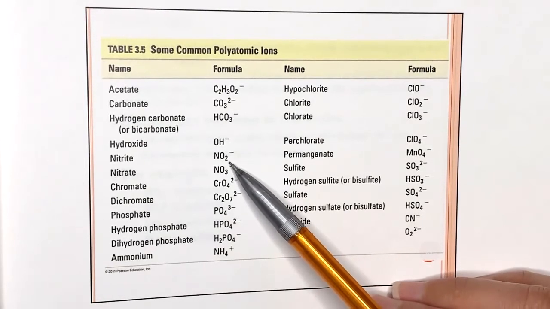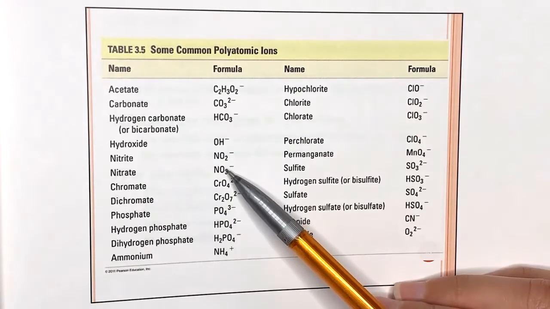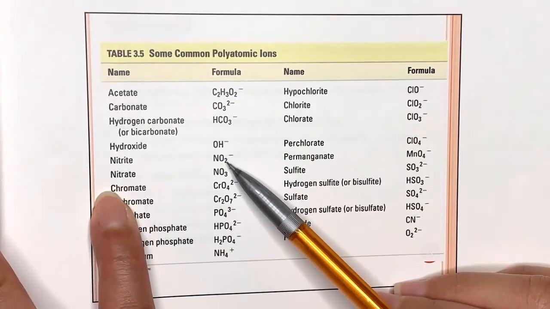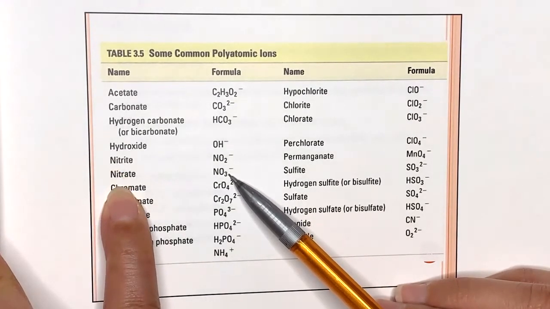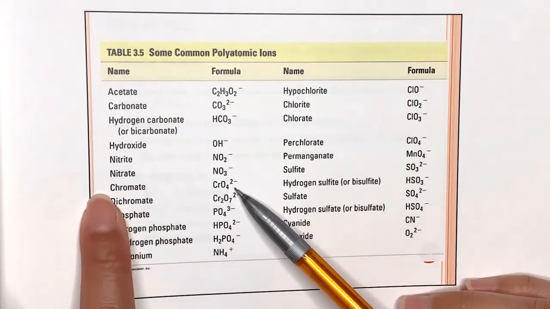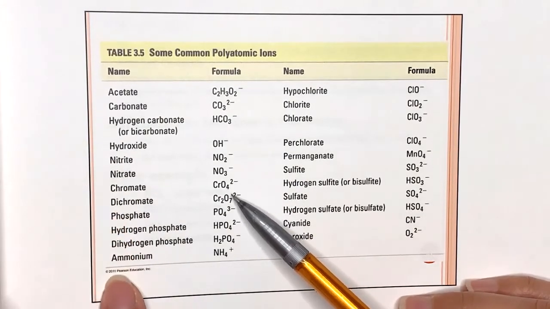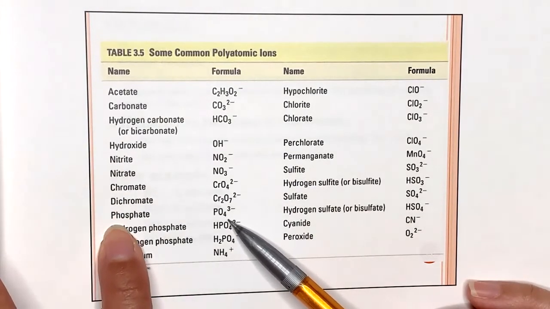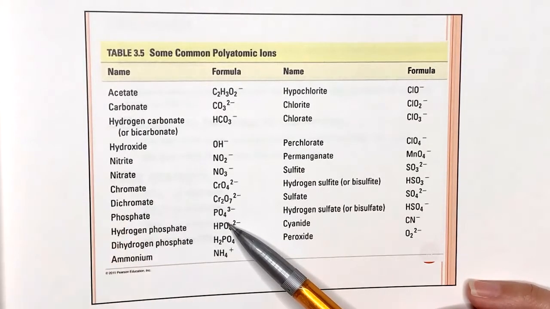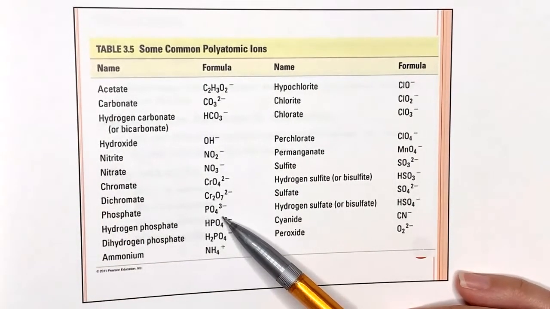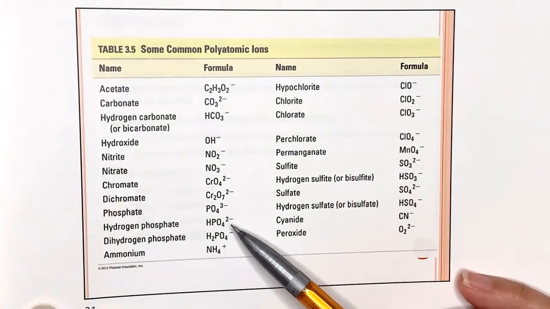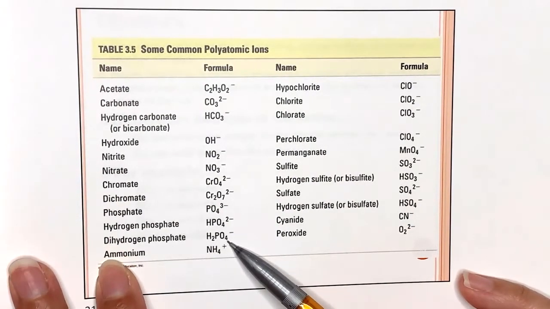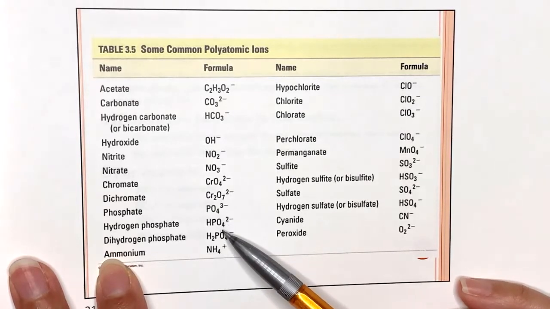And then you have nitrite. You guys heard of nitrite? Like no nitrates and nitrites in my food. So these are the forms of the ion. Nitrite is NO2 negative, nitrate is NO3 negative. And then you have chromate, dichromate. These aren't as commonly heard of. Phosphates you guys hear about, right? Sometimes you have too much of it in the water and you don't like it. And then you have hydrogen phosphate, dihydrogen phosphate. So these are all kind of related to each other.